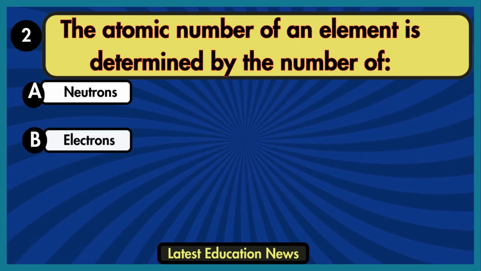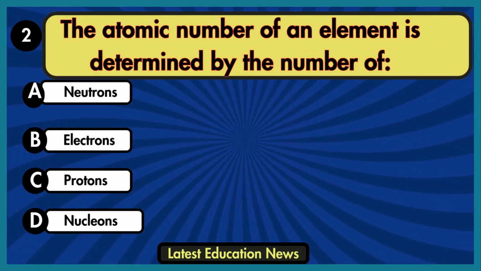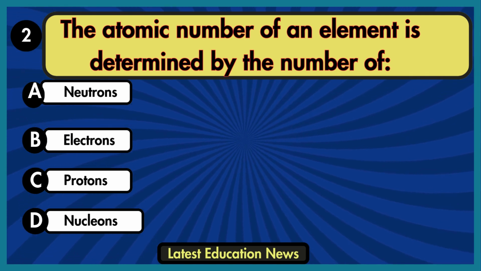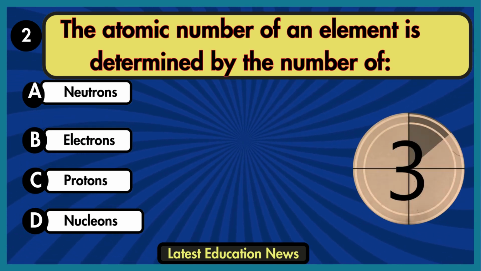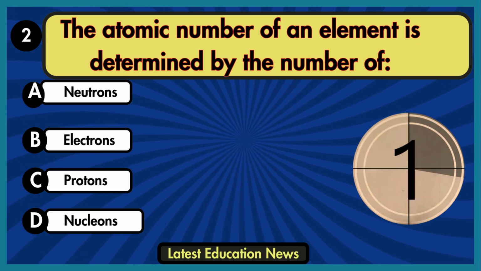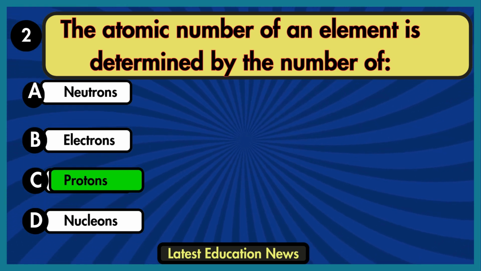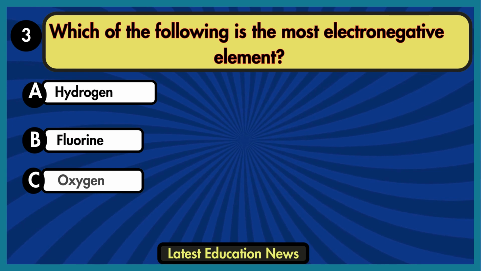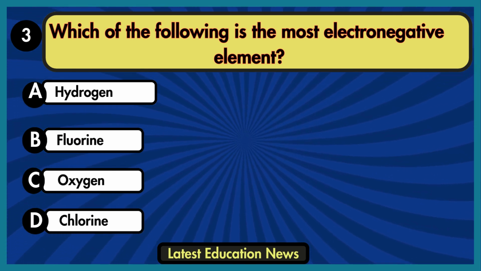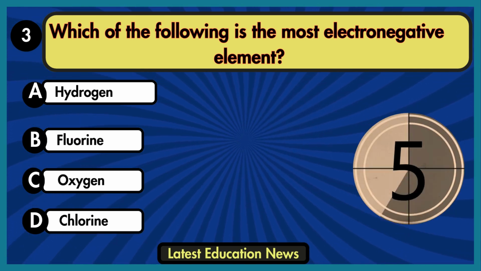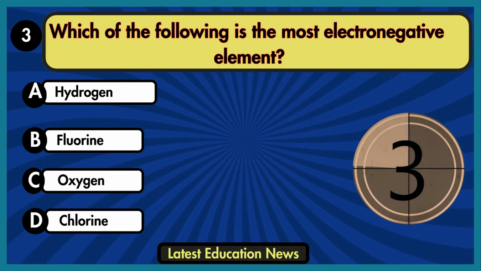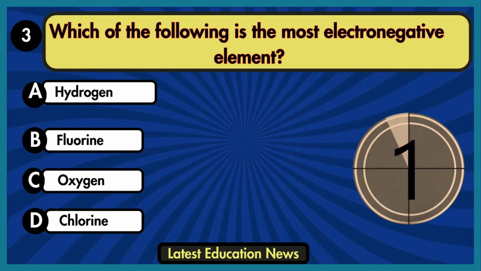The atomic number of an element is determined by the number of: A. neutrons, B. electrons, C. protons, D. nucleons. The correct answer is option C, protons. Which of the following is the most electronegative element? A. hydrogen, B. fluorine, C. oxygen, D. chlorine. The correct answer is option B.